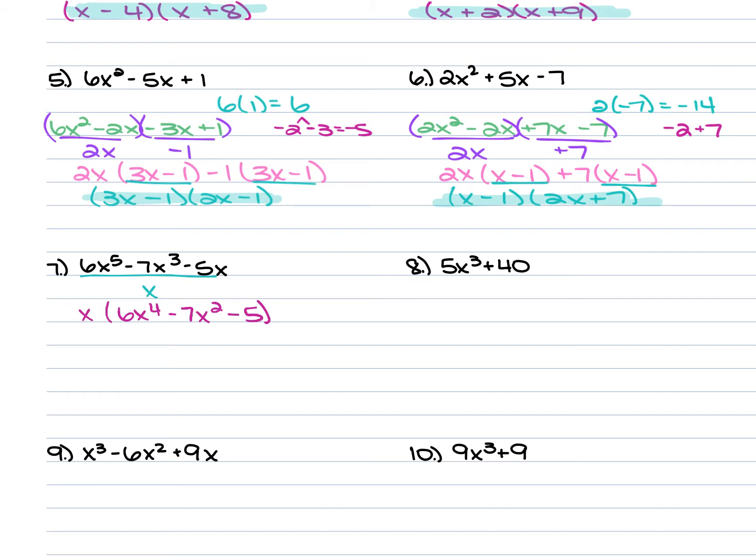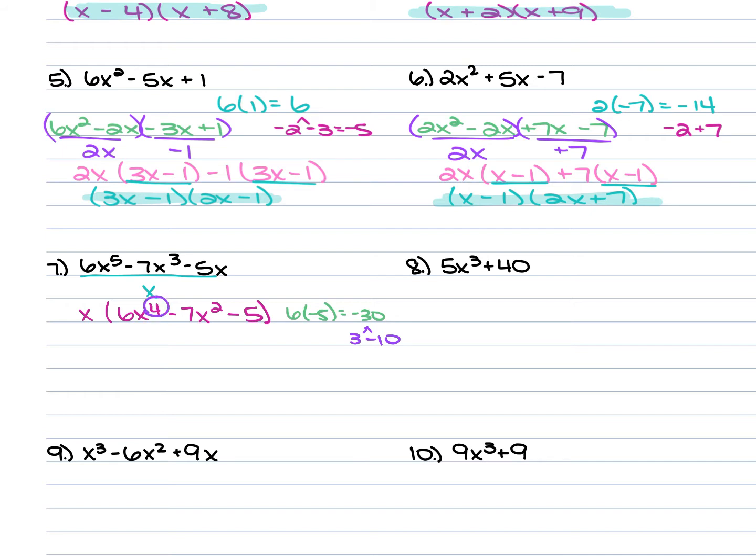You are now going to find your factors of whatever your a times your c is. So 6 times negative 5 is negative 30. You want the factors of negative 30 that add up to negative 7. If we have 3 and negative 10, that gives us the negative 7 when we combine them.